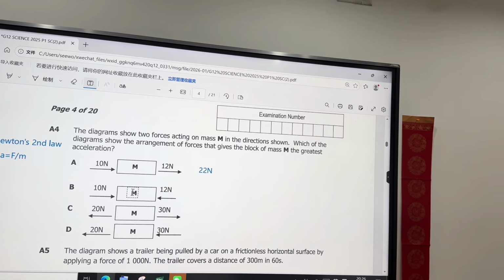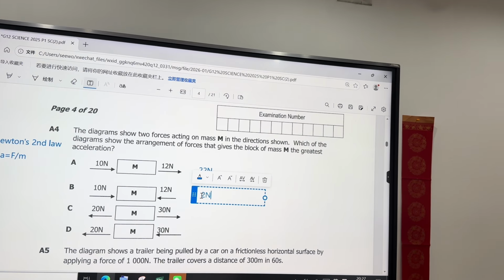Okay. How about this one? What is the net force? Here, this force goes to the right, then this force goes to the left. Because they are moving in opposite directions, you subtract the two forces to find the net force. So you shall say 12 minus 10. So this will give you what? 2 newtons.